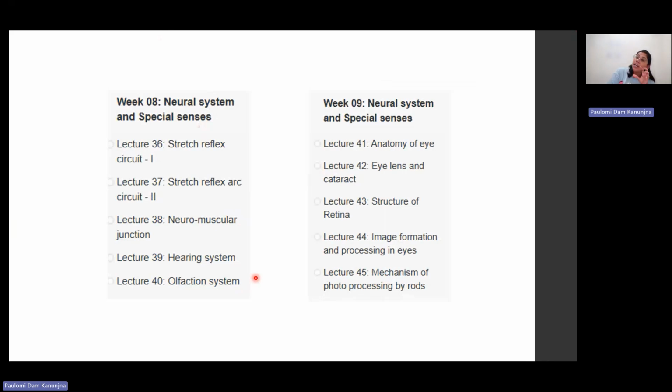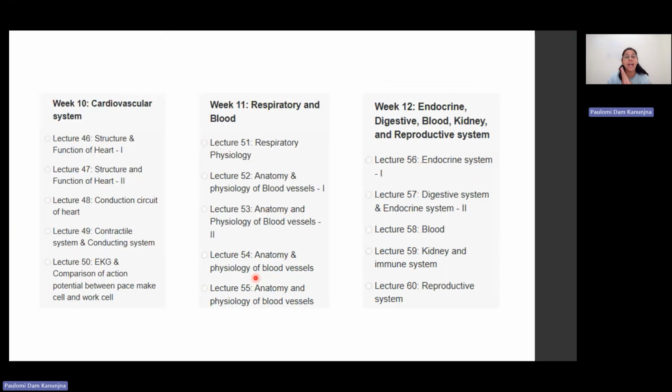So we did the skeletal system, we did the neural system, and then we have these special senses, which you can think of in terms of sensory organs, right? So you read about the hearing system, which is about ears, olfaction, which is about smell, the anatomy of eyes, a whole week on the eye visual system, and then we had heart, followed by lungs, and then followed by the last week, which discussed the remaining systems, for example endocrine system, digestive, kidney, blood. We have already done the previous week also, and the reproductive system.